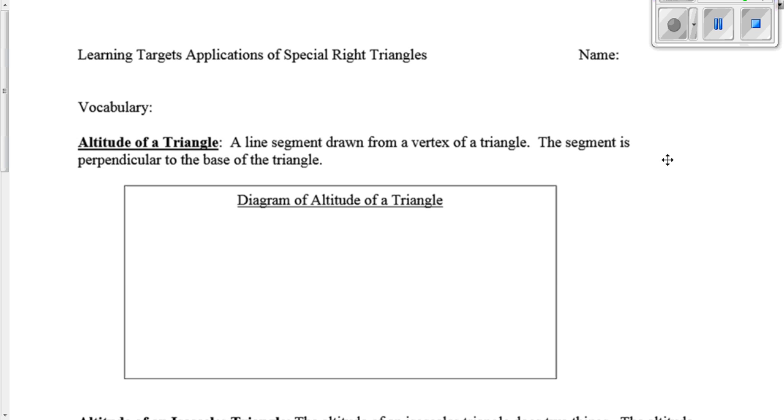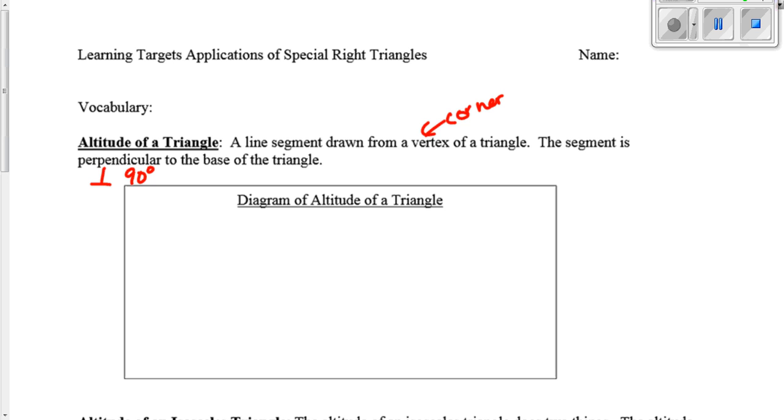All right, so the first word we're going to talk about is the altitude of a triangle. The altitude is a line segment that's drawn from a vertex of a triangle, and the segment is perpendicular to the base of the triangle. Once again, it is a line segment drawn from a vertex, meaning your corner or your angles, and the segment is perpendicular. Remember, perpendicular means it forms a 90-degree angle, and it's perpendicular to the base.